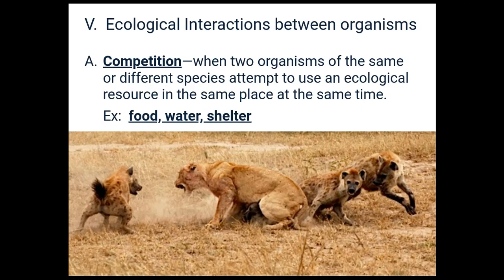Now, ecological interactions between organisms: they compete. We look at competition. Competition is when two organisms of the same or different species attempt to use an ecological resource in the same place at the same time. So they want the same food, they want the same water, they want the same shelter, so they compete. If there's not a lot of resources there, there's going to be more competition. We say we increase competition when there's less available food.